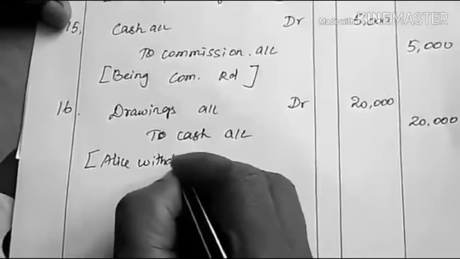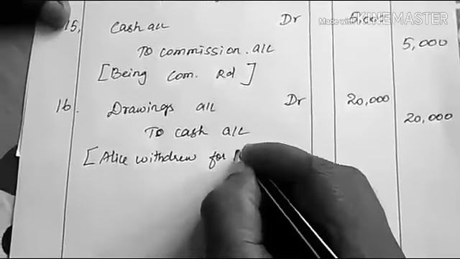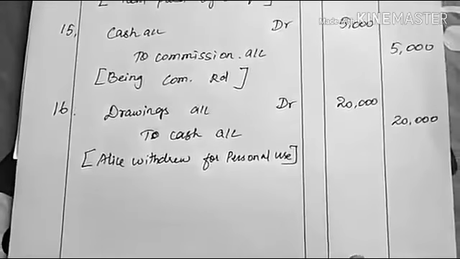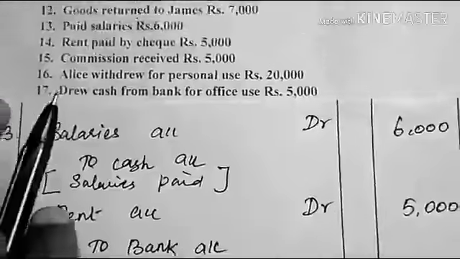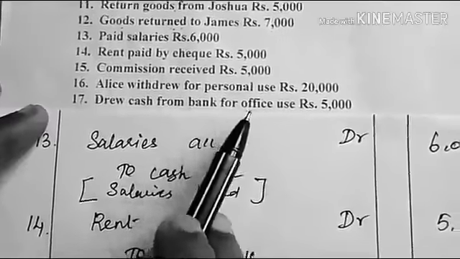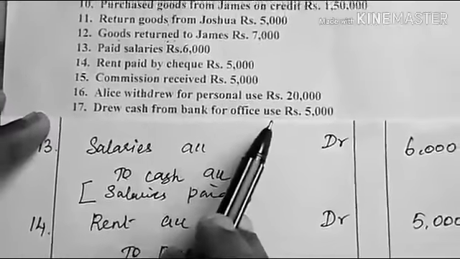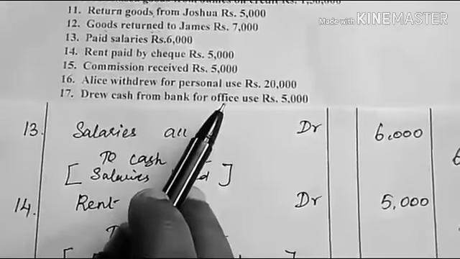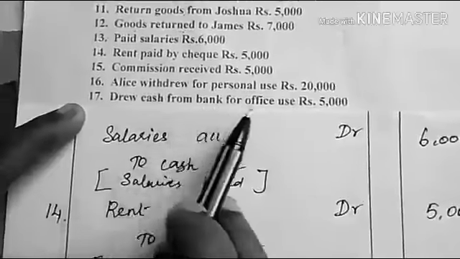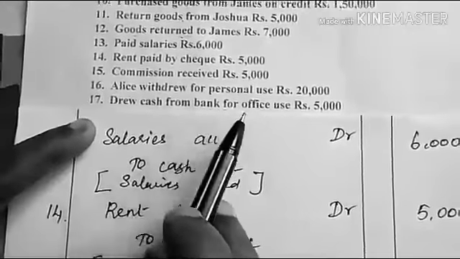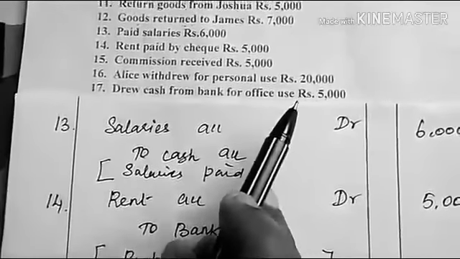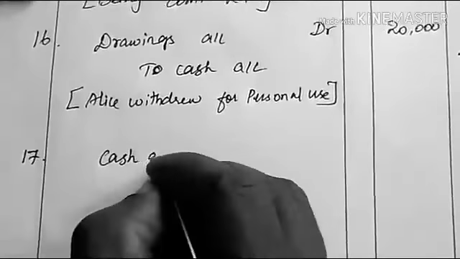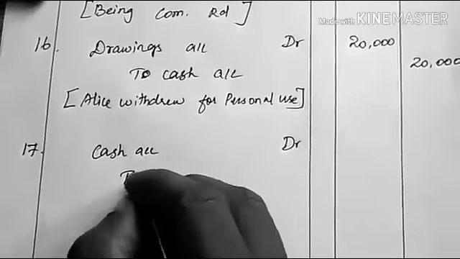Narration: Alice withdrew for personal use. Okay, next transaction. Drew cash from bank for office use. Office use means it's not a drawing. Personal use means it's a drawing. Office use means for official purpose. She withdrew cash from bank. So when you withdraw cash from bank for office use, what comes in? Cash comes in. Cash account debit to bank.